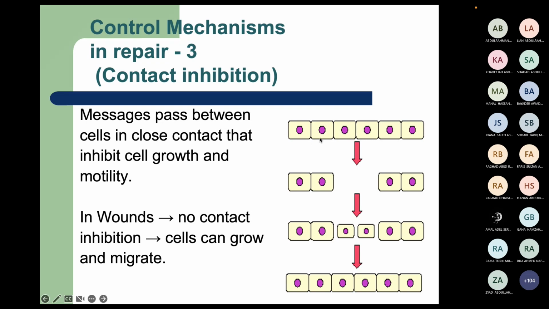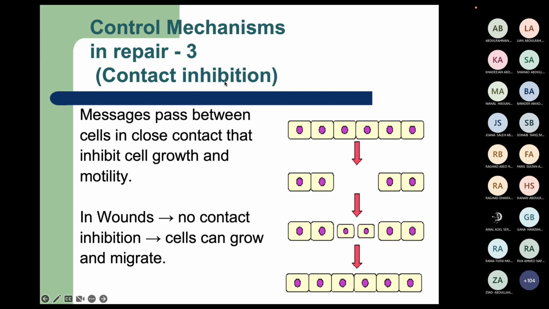So there are a fixed 6 cells in this line. 2 have died now. There is a gap in this out of 6 cells. 2 have died. Now the growth will occur. This is called contact inhibition.